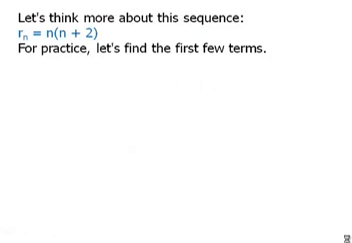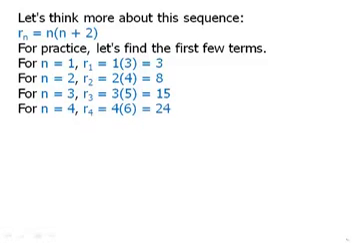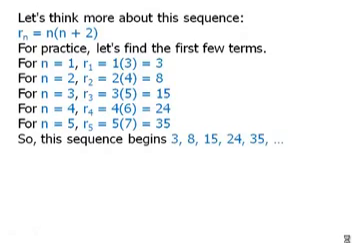Let's think more about this sequence. r sub n equals n times (n plus 2). For practice, let's find the first few terms. So when n equals 1, we get 1 times 3, which is 3. That's the first number on the list. When n equals 2, we get 2 times 4, that's 8, the second number on the list. For n equals 3, we get 3 times 5, that's 15, the third number on the list. For n equals 4, we get 4 times 6, that's 24. For n equals 5, we get 5 times 7, 35. And so the sequence begins with those numbers. Those are the first 5 numbers on the list, 3, 8, 15, 24, 35.